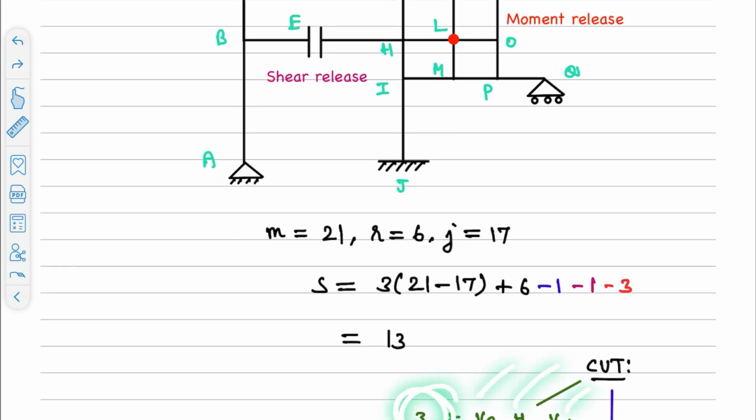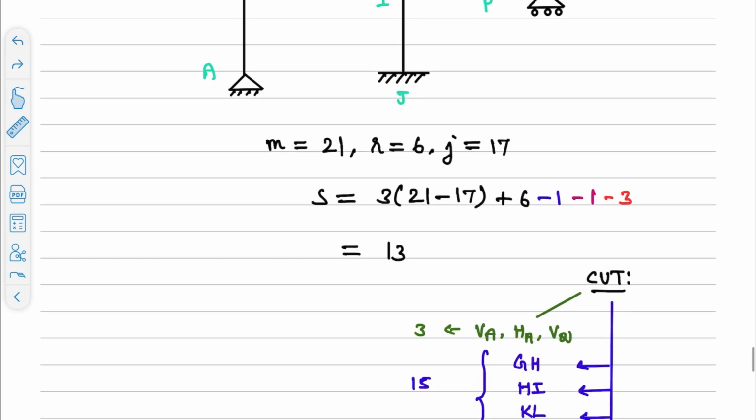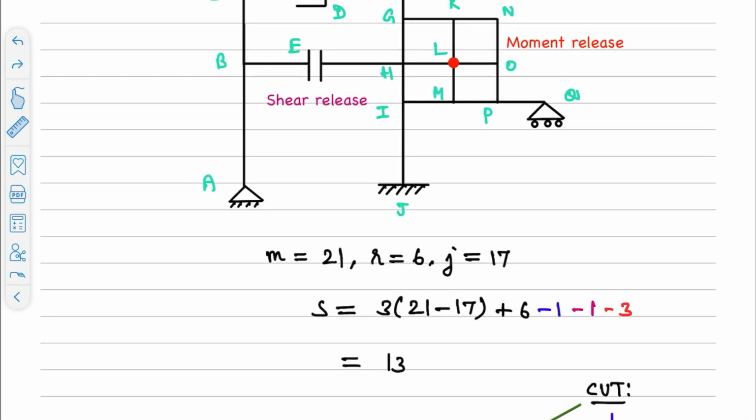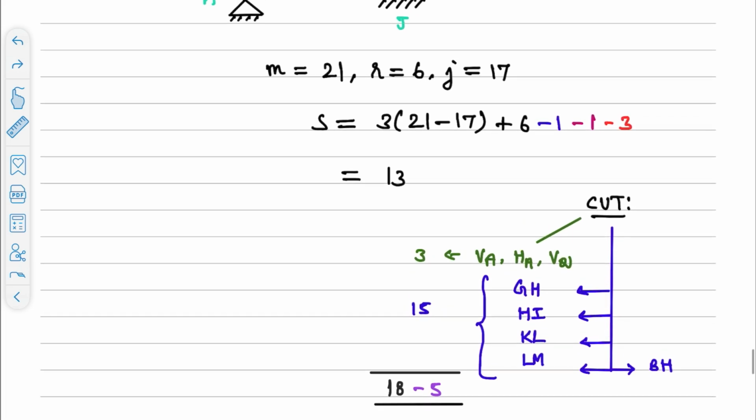So I wrote three here, and then we need to cut across the closed loops. You can see that 1, 2, 3, 4, and then here also 1. Totally 5 loops are there. So I have just mentioned the numbers, okay, which are to be cut. Okay, for instance, GH. GH means here I need to make a cut, and then I will make a cut, and say here I'm making a cut, here I'm making a cut, and then here.